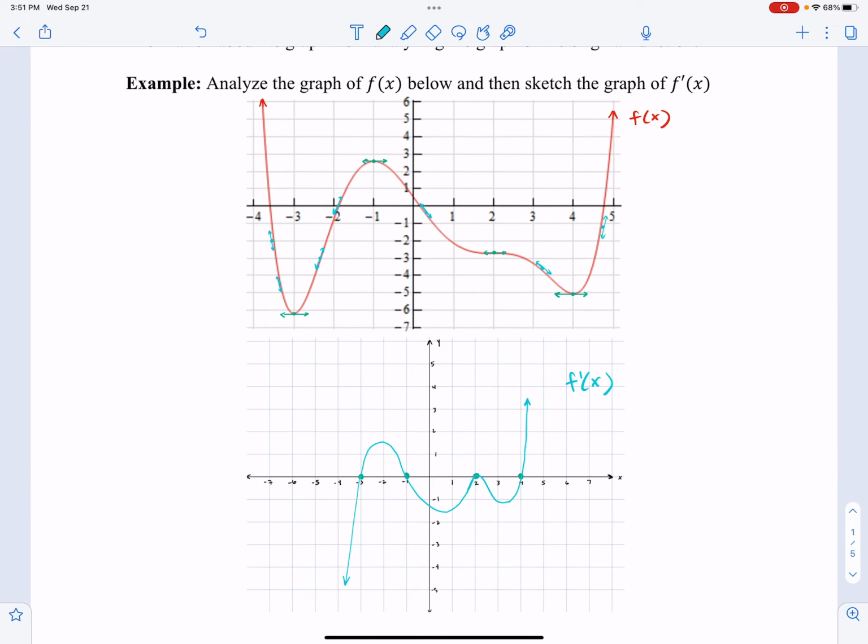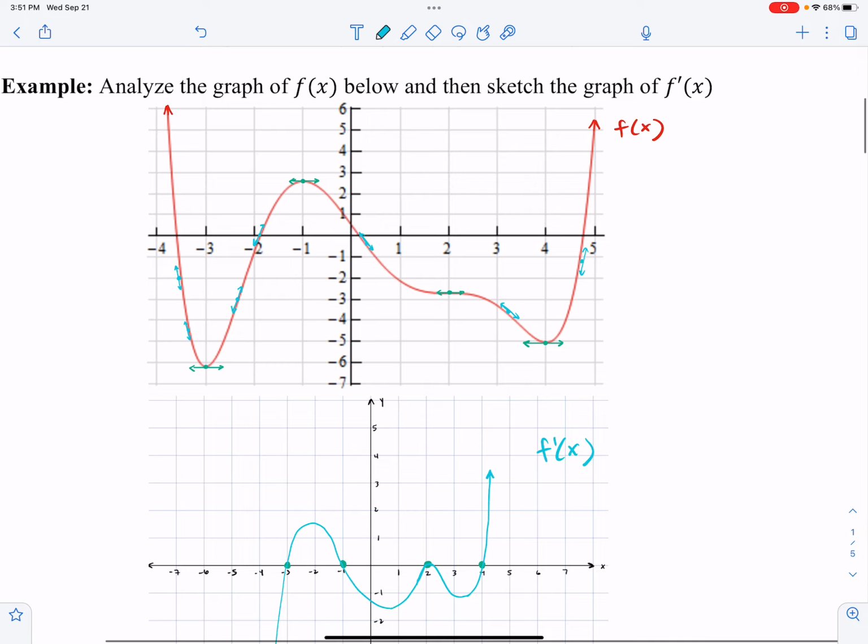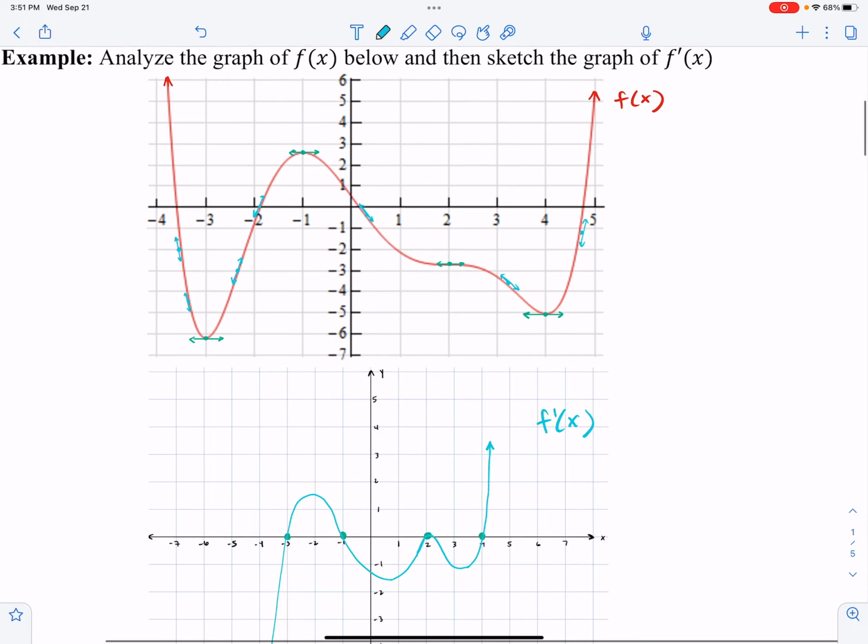Now we could really try and estimate what the slopes of the tangent lines are at different points to make it more accurate, but this is just a rough sketch of what the derivative graph would look like.